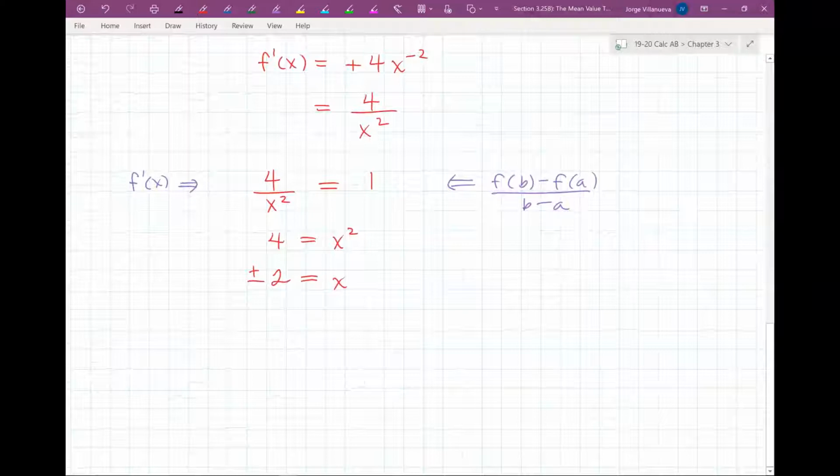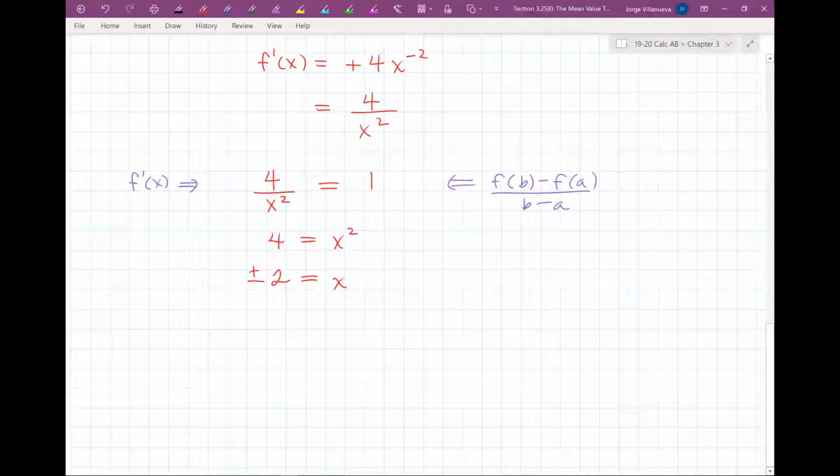Now, you have to be careful here, all right? Because I have two answers. One of them is x equals negative 2. The other one is x equals positive 2. Where am I supposed to find my answers? Between what and what? 1 and 4. So one of these should not be included. Which one? Negative.